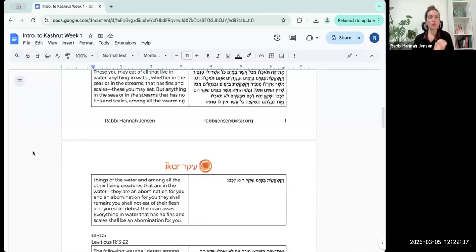An abomination for you they shall remain. You shall not eat of their flesh, and you shall detest their carcasses. Everything in water that has no fins and scales shall be an abomination for you. Okay, that's our fish category. What do we make of this one?